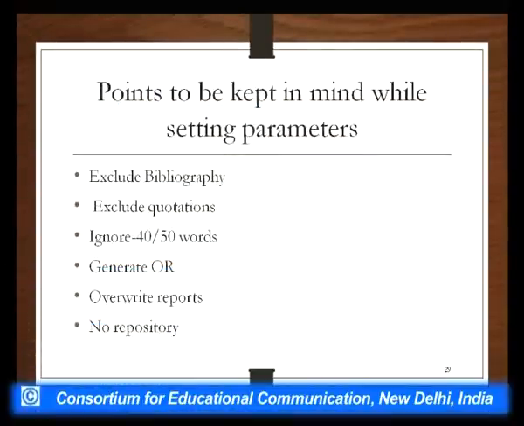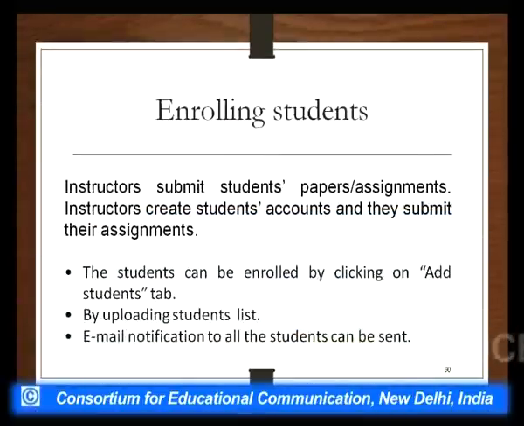Yes, so this is what I said, points to be kept in mind while setting parameters for a particular assignment, that is exclude bibliography, exclude quotations, ignore 40 to 50 words, generate originality report, overwrite reports, and no repository. This has been covered. Enrolling students. Students can be enrolled by clicking on Add Students tab, by uploading students list. Email notification to all students can be sent.